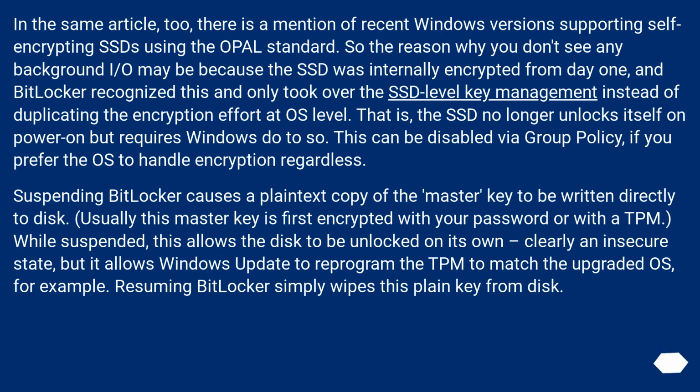Suspending BitLocker causes a plaintext copy of the master key to be written directly to disk. Usually this master key is first encrypted with your password or with a TPM. While suspended, this allows the disk to be unlocked on its own, clearly an insecure state, but it allows Windows Update to reprogram the TPM to match the upgraded OS. Resuming BitLocker simply wipes this plain key from disk.